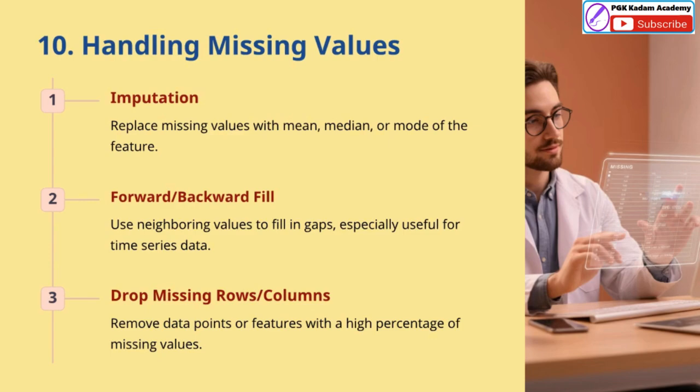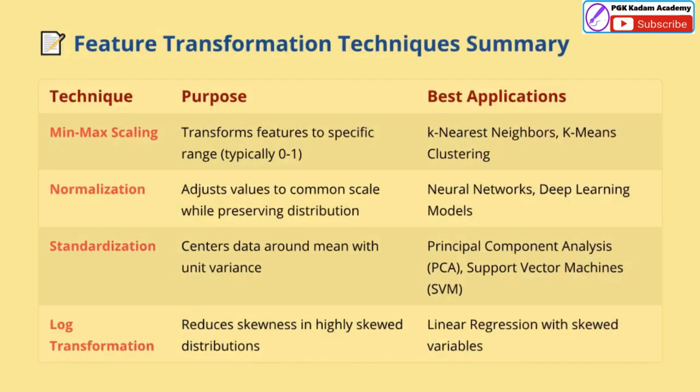Feature transformation techniques are important pre-processing steps to prepare data for machine learning models. This slide provides a summary of 4 key feature transformation techniques: min-max scaling, normalization, standardization, and log transformation. Each technique has a specific purpose and is best suited for certain types of models and applications.